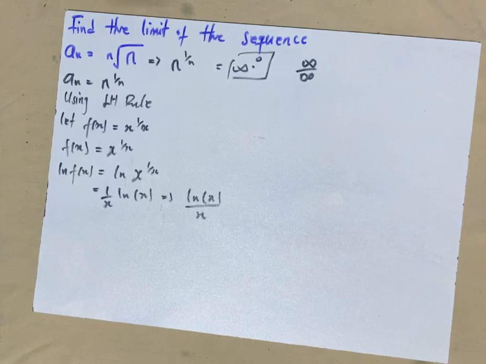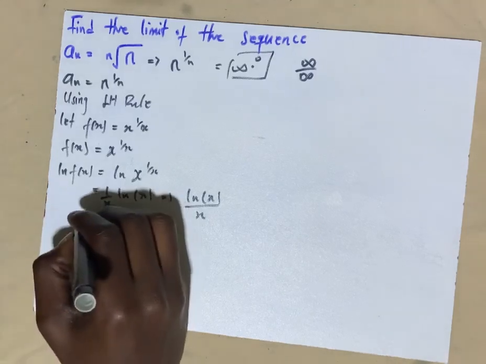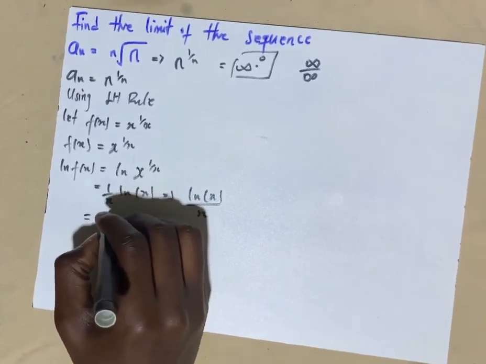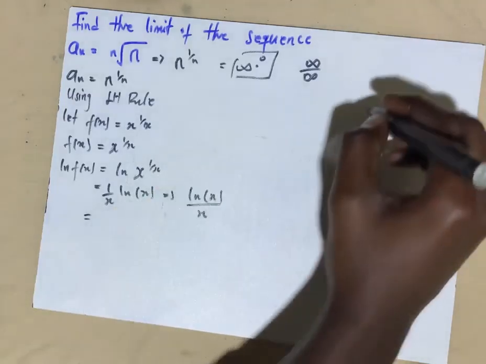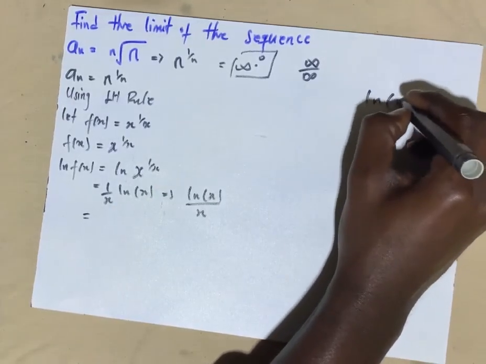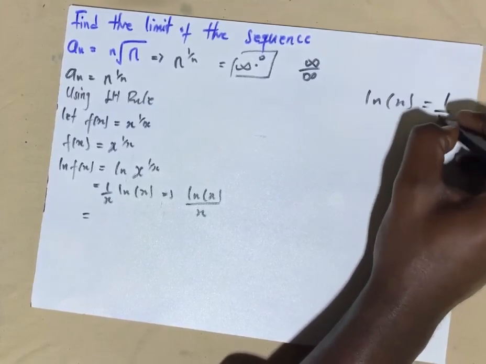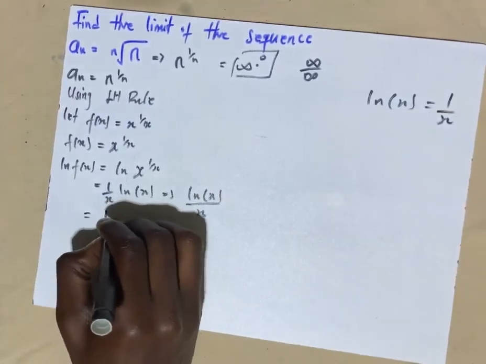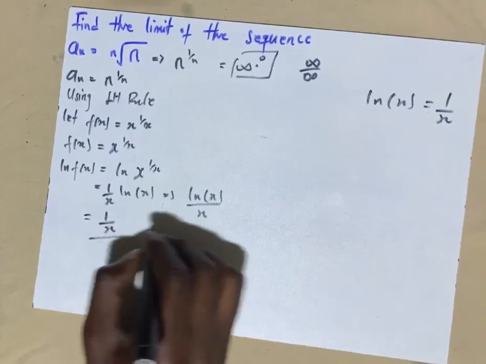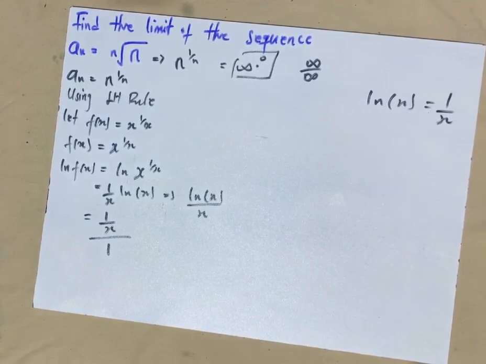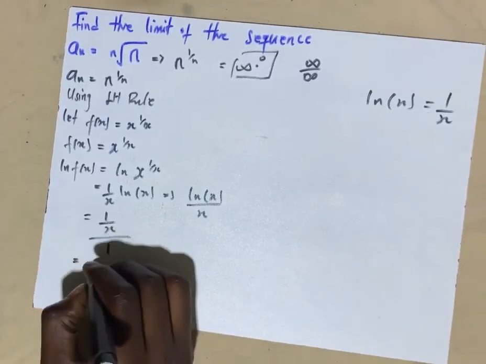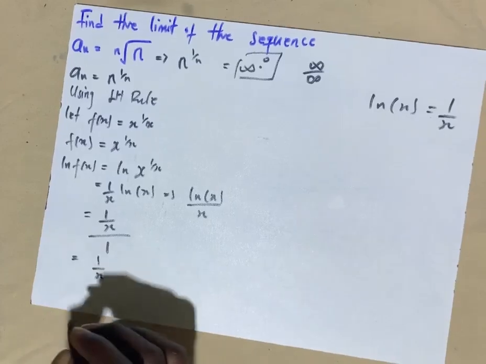Now what do we do next? With L'Hopital's rule, we have to differentiate the numerator and the denominator. So you have ln x all over x. When you differentiate ln x, you know that anytime you have ln x, if you differentiate it, you are going to get 1 over x. So automatically we are going to get 1 over x all over, and when you differentiate a variable, you are going to get a constant, 1. So eventually we are going to get 1 over x.